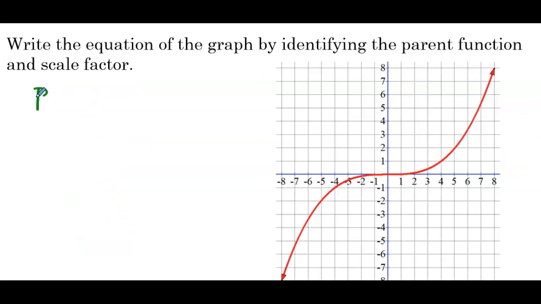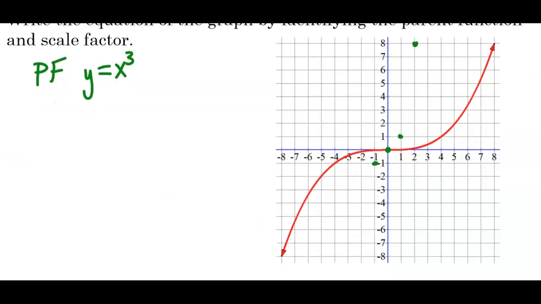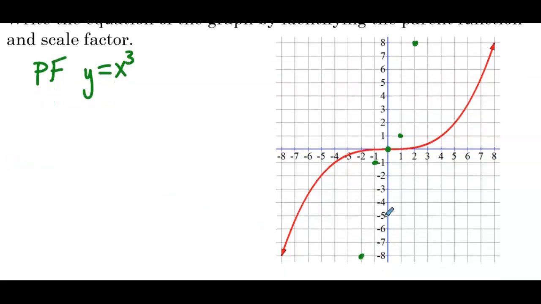Okay, next, what do we have? We have a parent function of y equals x cubed, the cubic. So we'd have (0, 0), (1, 1), (2, 8), (-1, -1), (-2, -8). I see an easy comparison horizontally. So I'm going to compare (1, 1) to (4, 1). So that's a scaling of 4 on the x, 1 on the y. So y equals (x divided by 4) cubed.